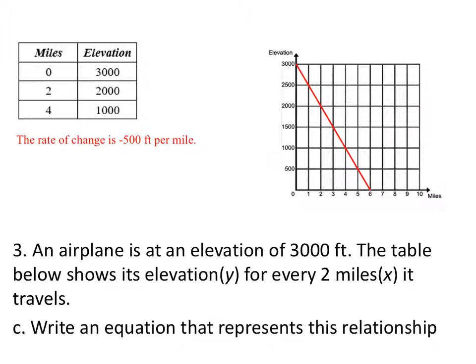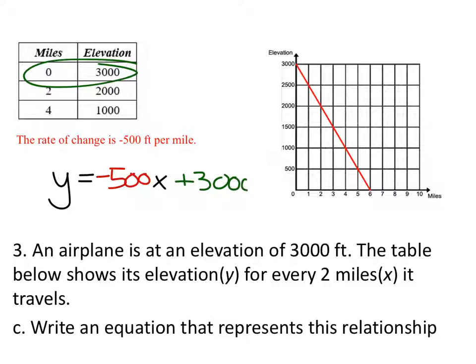All right, from the rate of change, write an equation that represents this relationship. We'll go through this one. So the elevation, which is the y values, would equal the rate of change, which is negative 500 feet per mile, and then we would multiply that by x, which is the number of miles. But then in addition to that, we have the initial or starting value at 3,000 feet. So this should be the equation, or something like it, that we would use.